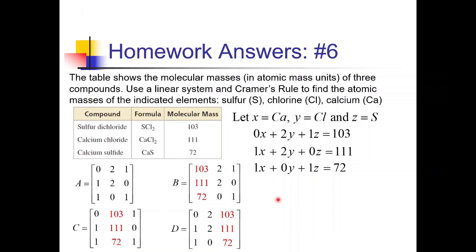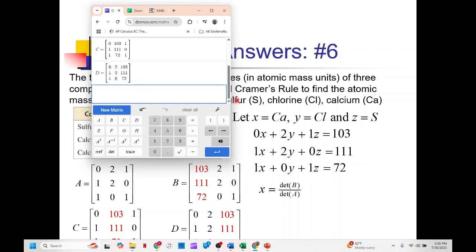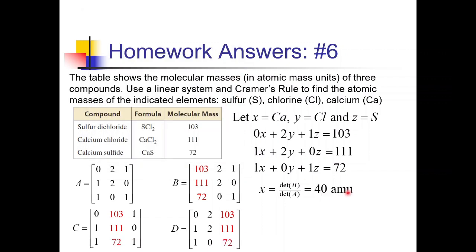All right, so now that I've got all of these, to find the X value, that's the mass of calcium, I need to do the determinant of B over the determinant of A. Let me do that on Desmos. So determinant B divided by determinant A comes out to 40, so that's 40 AMUs.